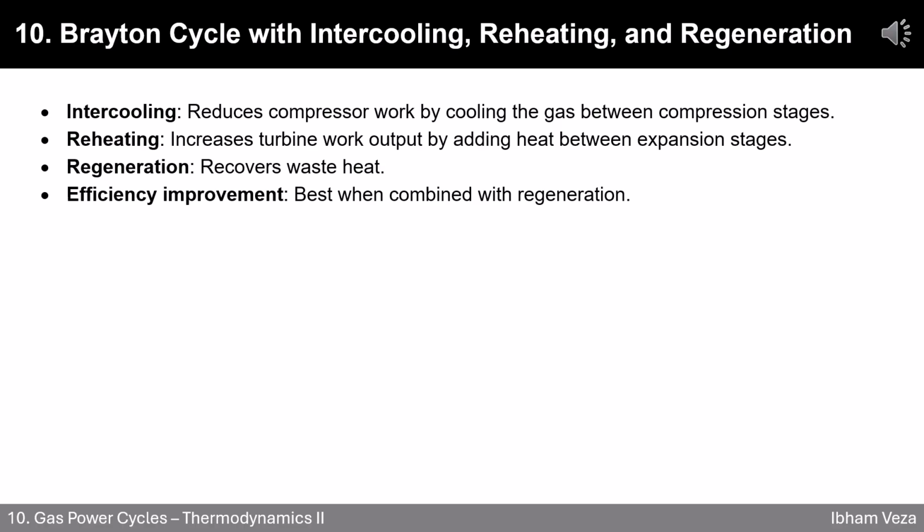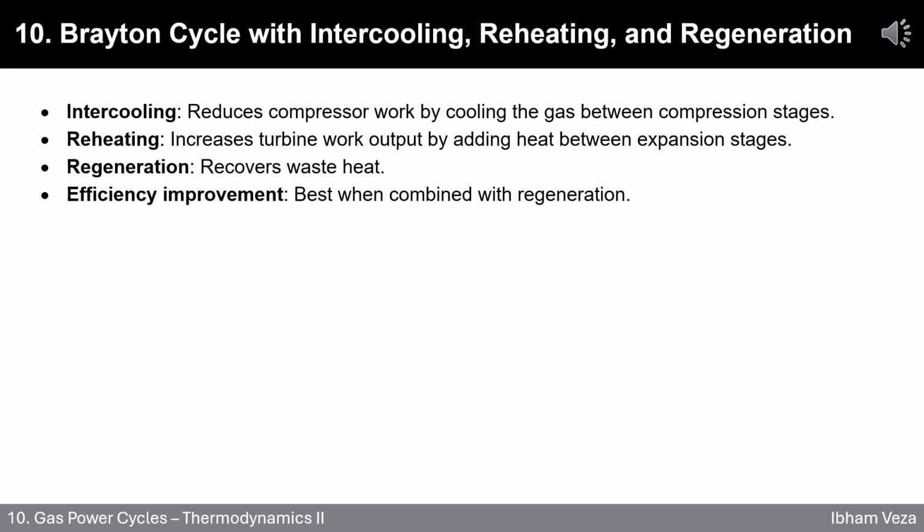Let's discuss a more advanced version of the Brayton cycle, one that uses intercooling, reheating, and regeneration all together to boost performance. Intercooling happens in the compressor. By cooling the gas between compression stages, we reduce the work needed to compress it. Less effort means better efficiency.